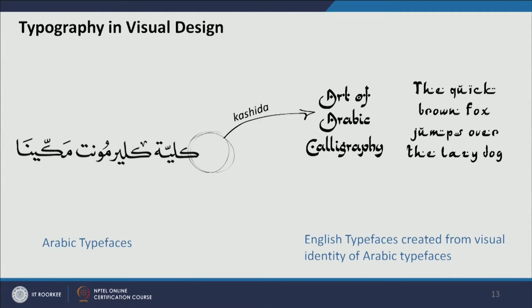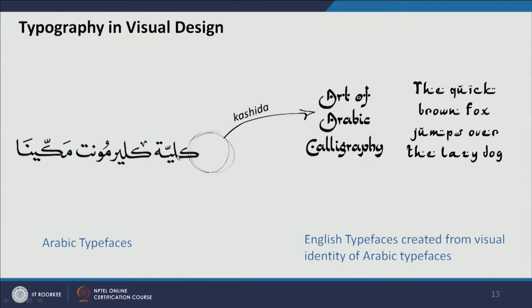Here, Arabic typefaces have their own characteristics of Kashidas. Arabic is written from the other side, from right to left. So they used to join each and every word with elongated Kashidas. These parts of the letters are called Kashidas, and they have a lot of dots on top of the main body of the text. So these are translated into the English font.